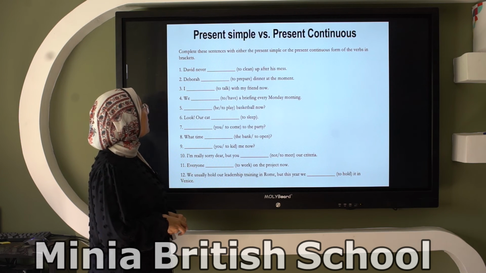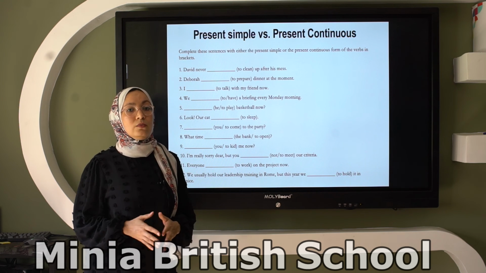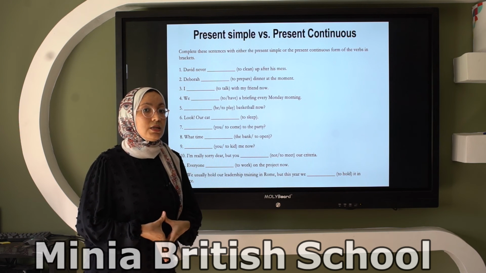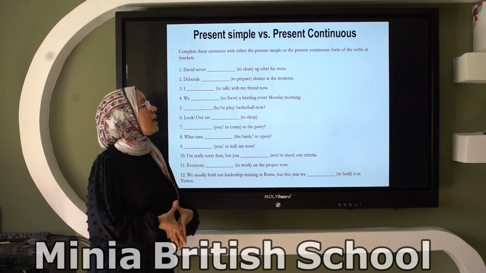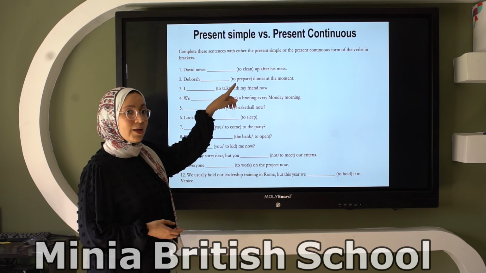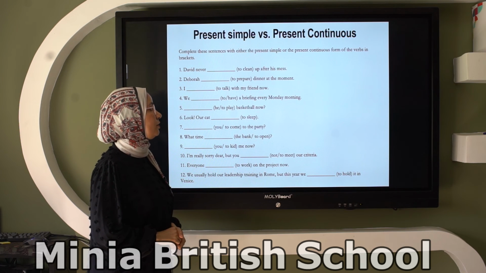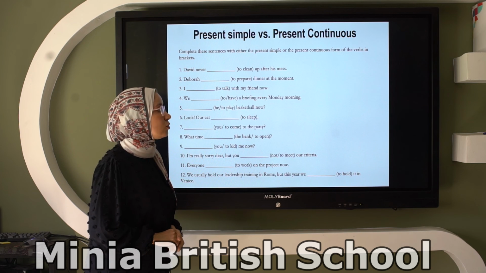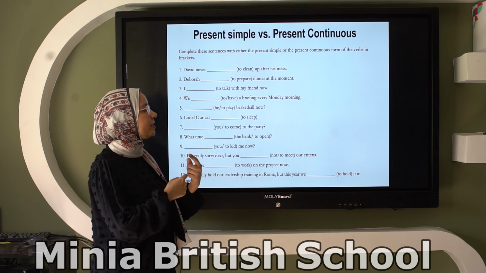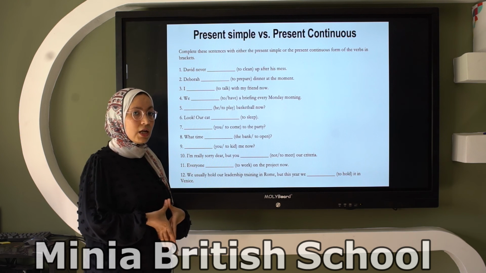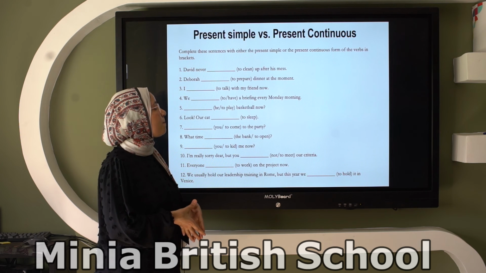Number 2, Deborah to prepare dinner at the moment. At the moment means now, and we said that this is a time expression for present continuous. So Deborah is preparing dinner at the moment. Don't forget to drop the E after you put ing. Number 3, I to talk with my friend now. I am talking with my friend now. Number 4, we to have a briefing every Monday morning. This is a frequent action, so we have a briefing every Monday morning.